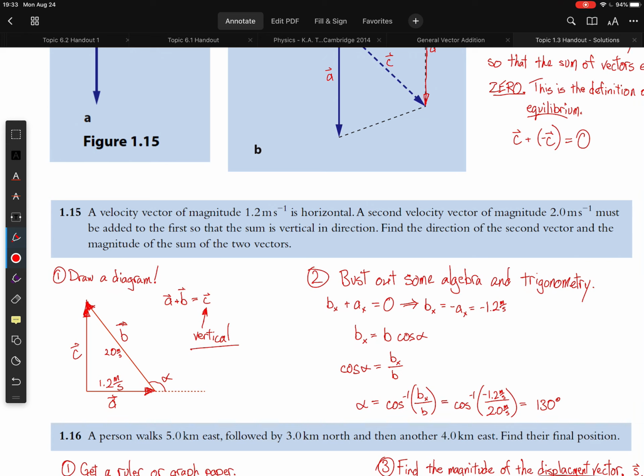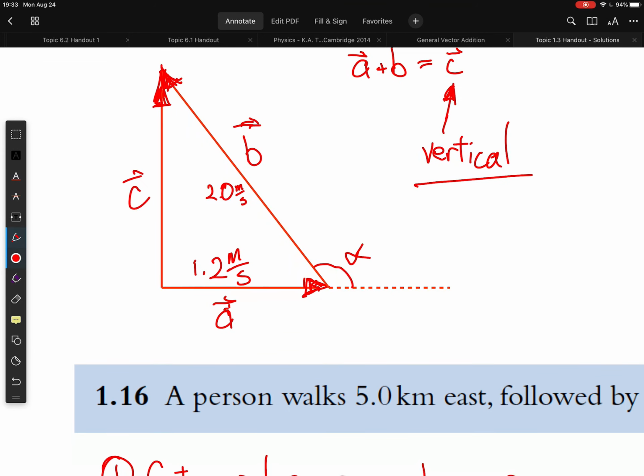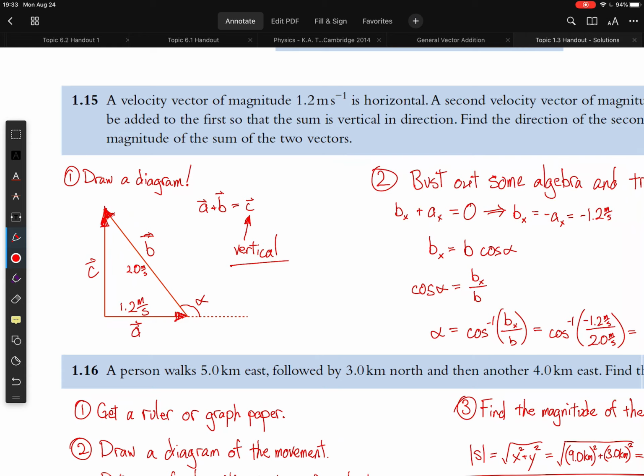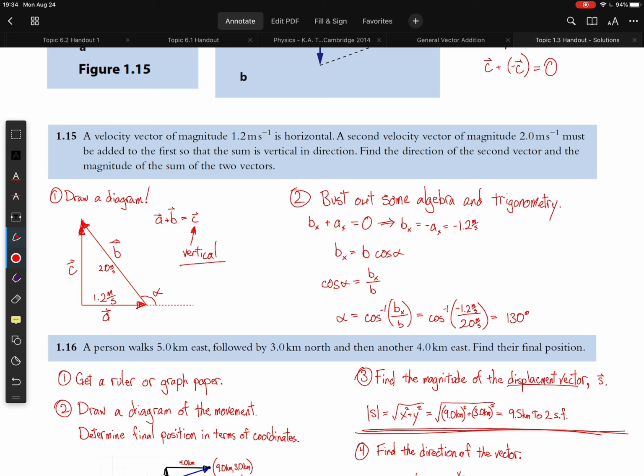There's our first problem. Second problem, we are given a velocity vector with a magnitude and direction. We know that it's horizontal, and as you can see in my diagram here, I've assumed that it's horizontal and positive. So a second velocity vector has a magnitude of 2.0 meters per second, and that is going to be added to the first so that the sum, the resultant vector, is vertical. Okay, so find the direction of the second vector and the magnitude of the sum of the two vectors.